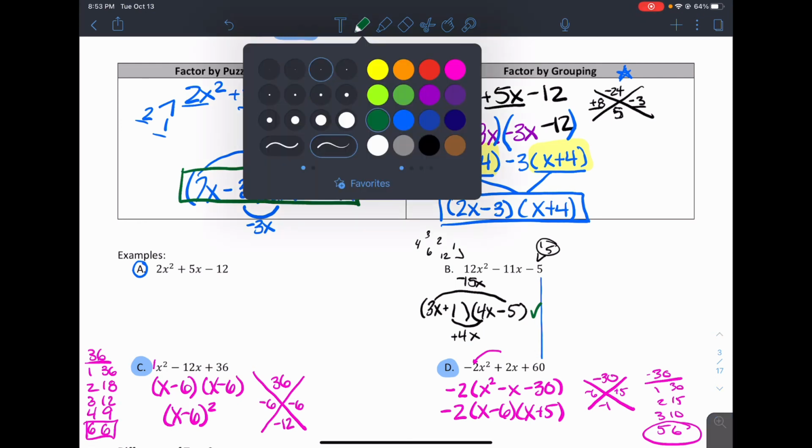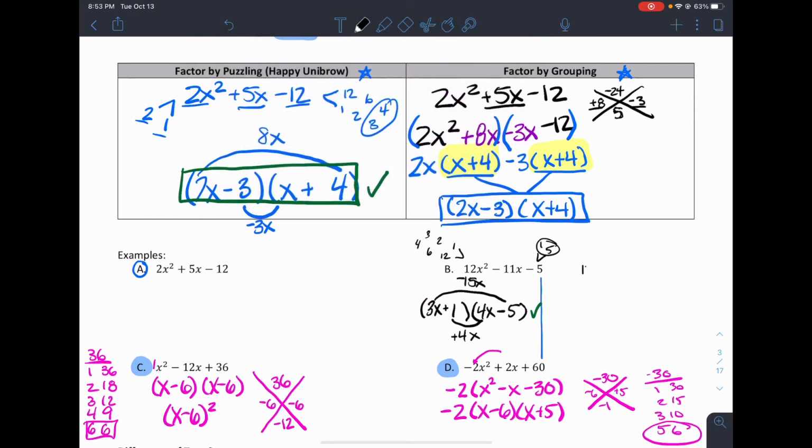Alternatively, I could do the problem by grouping. And it's truly your choice what you do. If I have 12x squared minus 11x minus 5, I need to take my first term and my last term and multiply them and get negative 60. And they need to add to a negative 11. 60, let's just go through quickly. 1 and 60, 2 and 30, 3 and 20, 4 and 15, 5 and 12, 6 and 10. 4 and 15 will get me there.